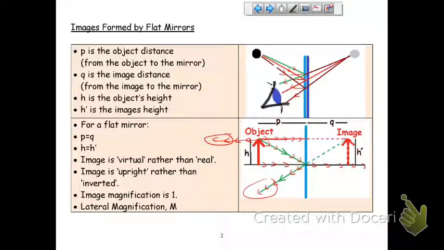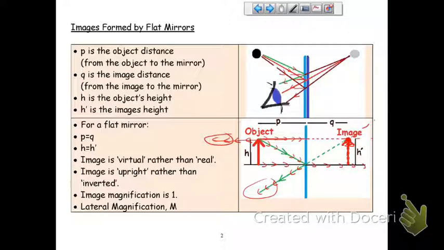Well, they're diverging from a point. So let's back project them. And they appear to cross there. And so I can have what appears to be my image at that point. Wherever they appear to cross is where they appear to come from. If they had crossed, then that's where the image would be. So a basic principle.